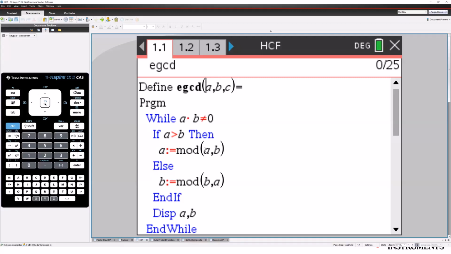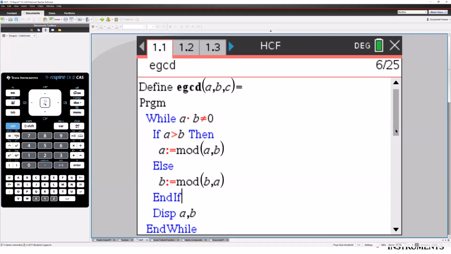So if A is bigger than B, we divide A by B, and the remainder becomes our new A. Otherwise, in other words, B is bigger than A, when we divide B by A, the new remainder becomes B. And we get left with the smaller number, which was A. That's it. And then it displays A and B.